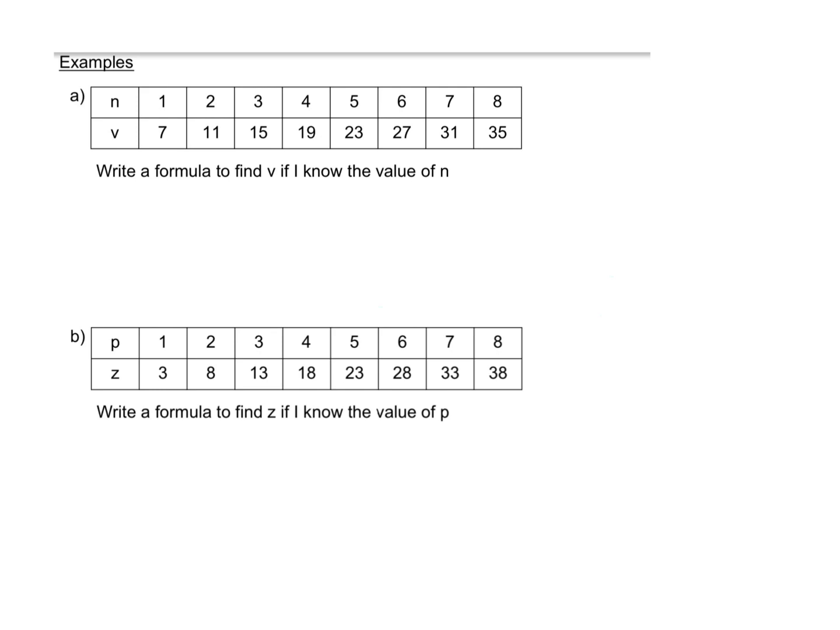So the question here says write a formula to find V if I know the value of n. In other words, how do I fill in the bottom number in this table if I know the number at the top? So say for instance I want to continue this, I had 9 there, how would I work out what this number here is?